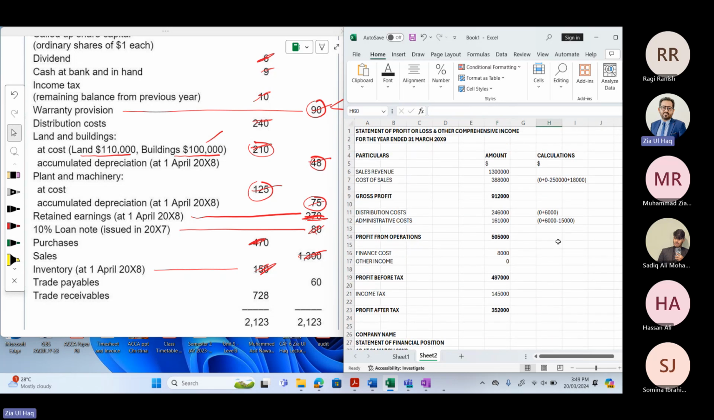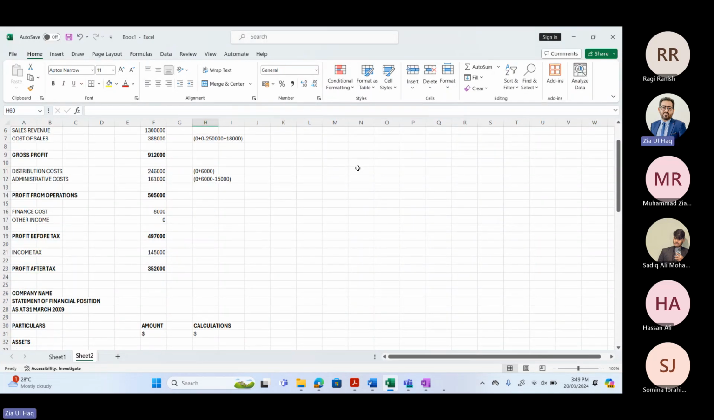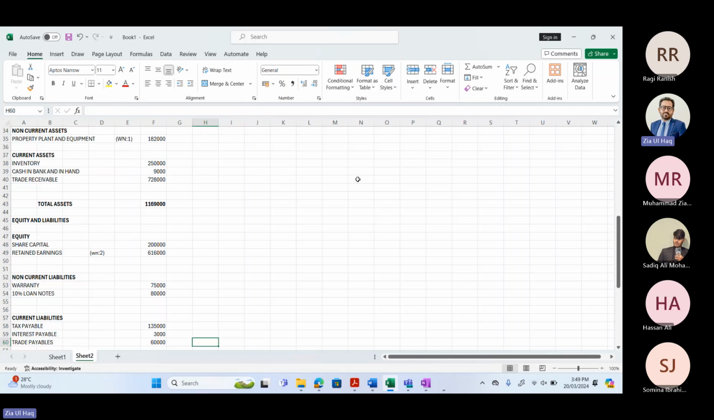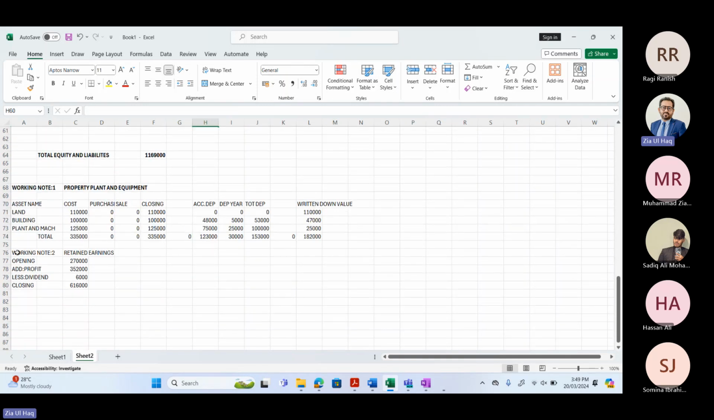So how to perform calculation in Excel sheet? You need to start practicing this from today onward. These are our workings, so we can put these as bold. Is it fine?